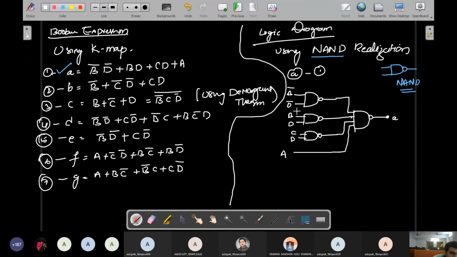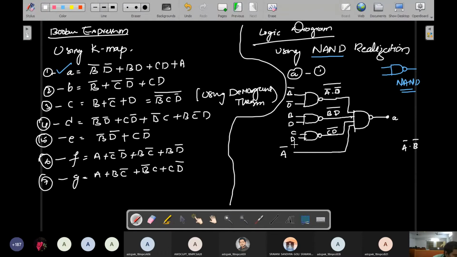See, A bar, B bar, A bar, D bar. Come to here, A bar, D bar. So what is the output here? A bar dot D bar, whole bar. Again it comes to here, this is the output. This output is again connected to the fourth NAND gate. Like this is the B bar, BD whole bar output. This is the CD whole bar output.